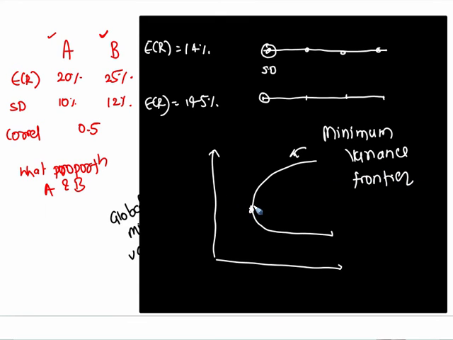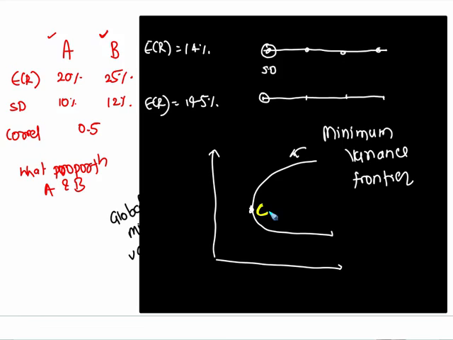And of course, this point C is the global minimum variance portfolio. So the interpretation of this minimum variance frontier is that each of the portfolios on the graph exhibits the lowest standard deviation for a given level of return. Are you following this? So two sentences that I want you to write down, both of them are testable.